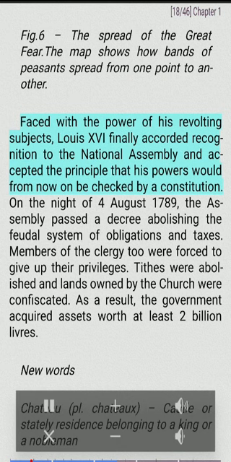Faced with the power of his revolting subjects, Louis XVI finally accorded recognition to the National Assembly and accepted the principle that his powers would from now on be checked by a constitution.